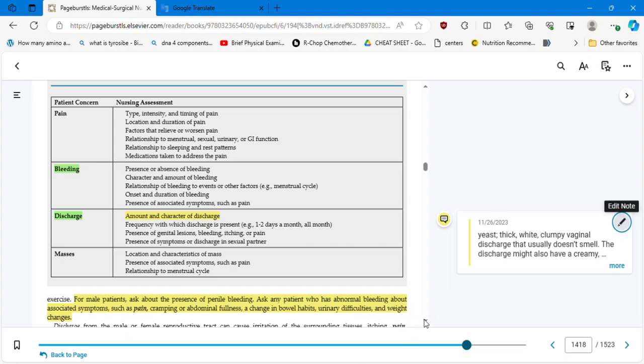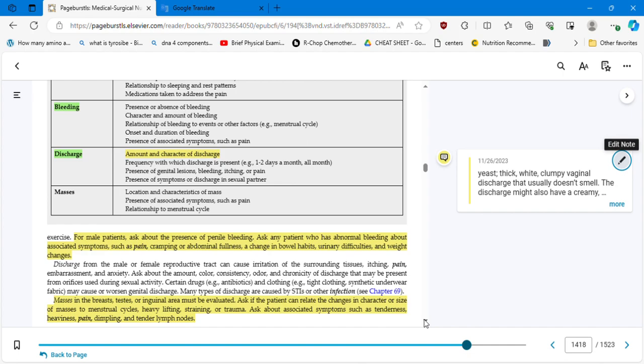For male patients, ask about the presence of perineal bleeding. Ask any patient who has abnormal bleeding about associated symptoms such as pain, cramping, or abdominal fullness, a change in bowel habits, urinary difficulties, and weight changes. Okay.